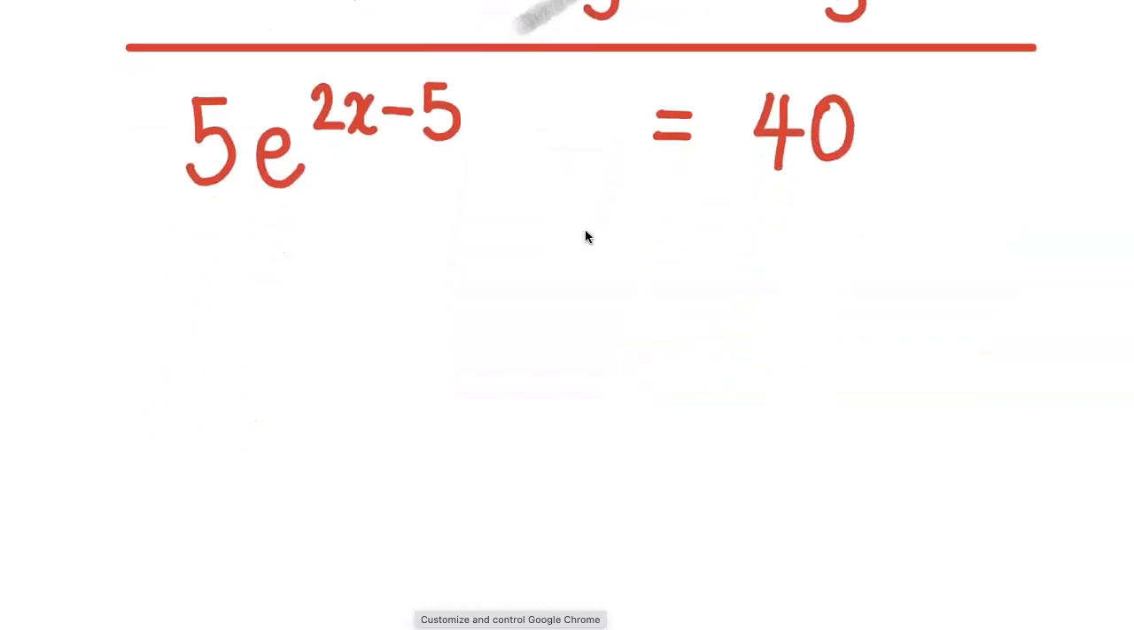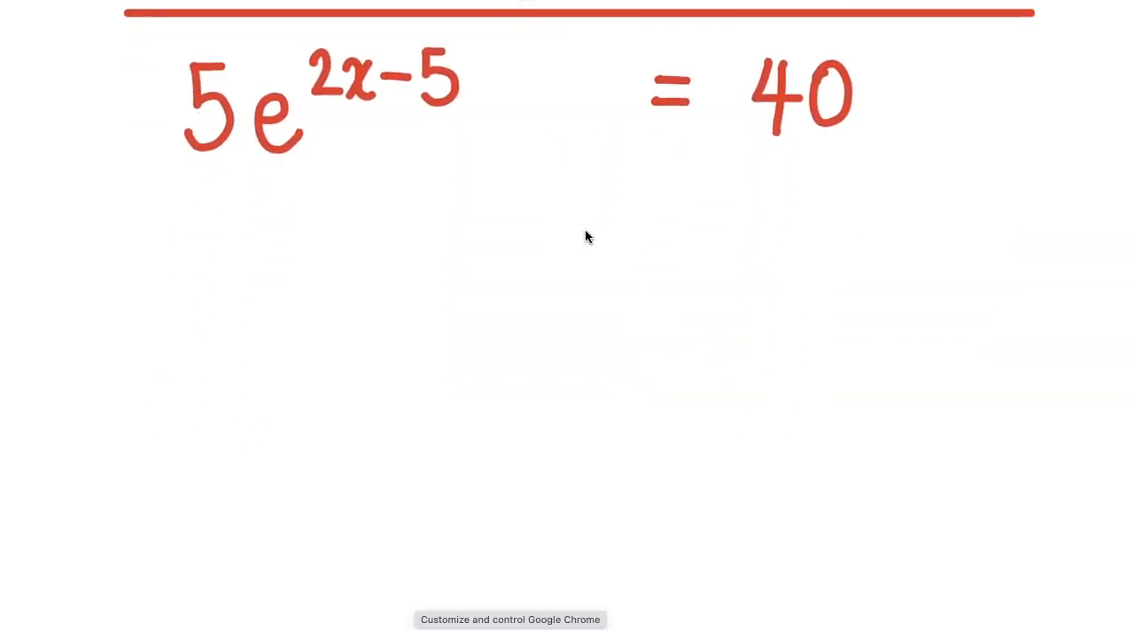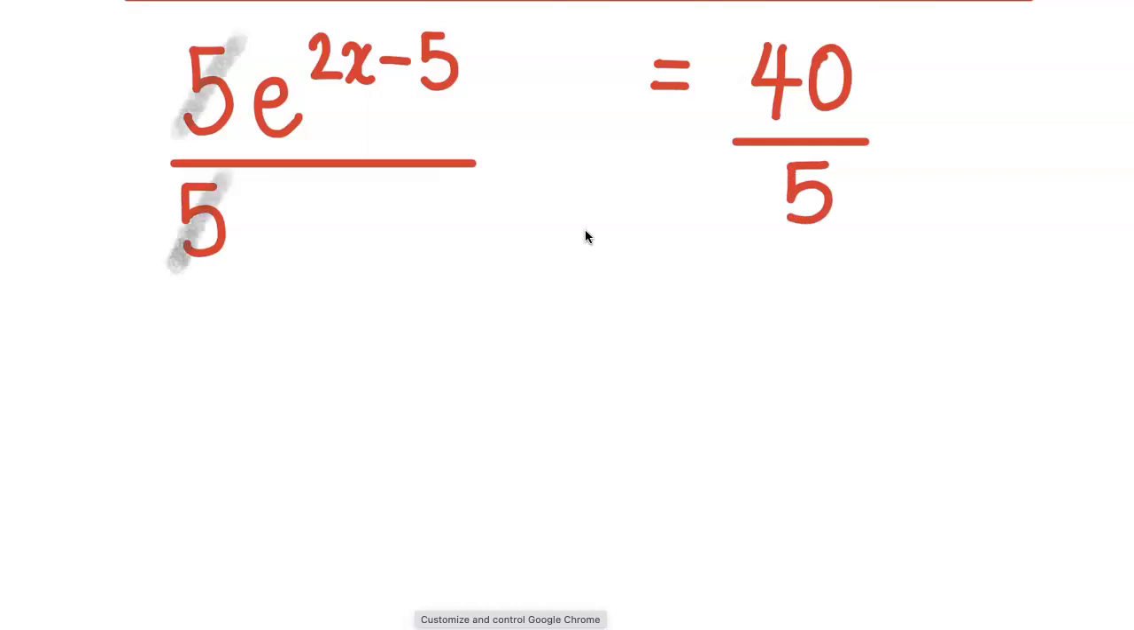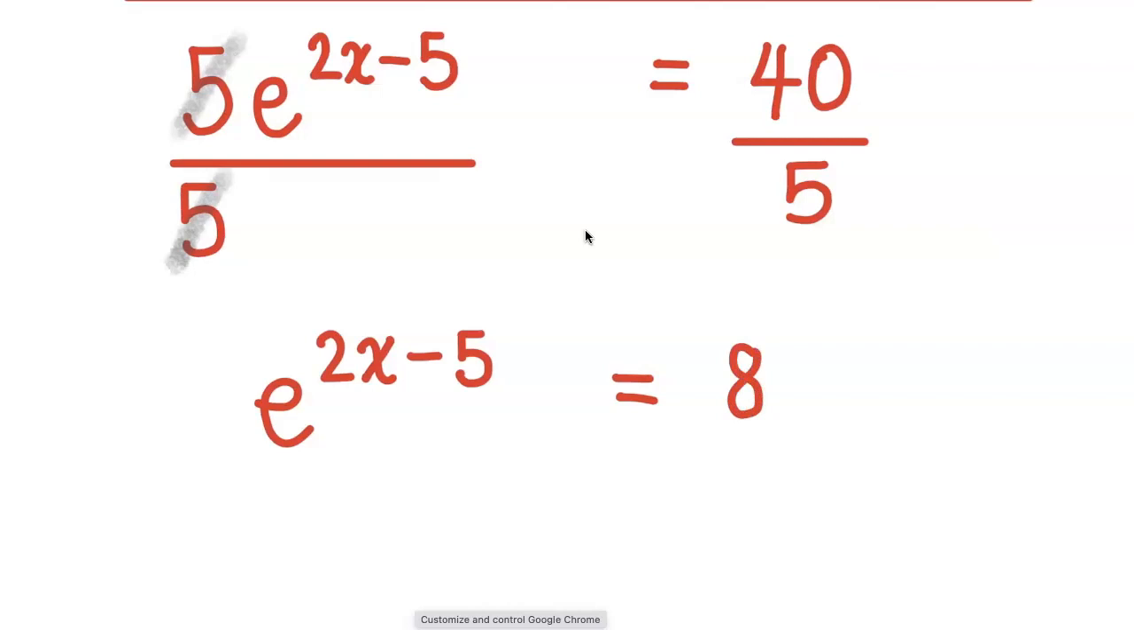Next, we're going to divide both sides by 5 to cancel out that multiplication of 5. Divide both sides by 5. This 5 in front of e will cancel out. And now our exponential term, e to the 2x minus 5, is finally isolated, and that equals 8 on the right side.